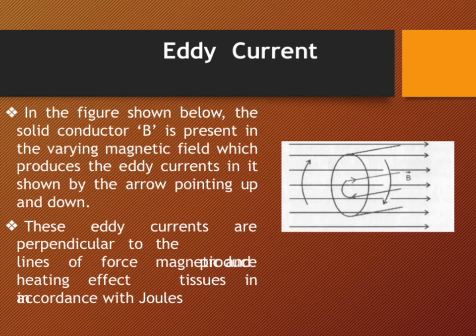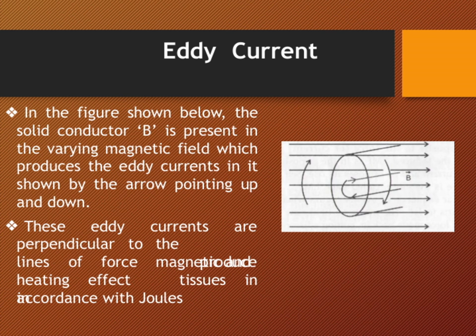Let's explore how eddy currents are generated according to Joule's law. When a changing magnetic field interacts with tissues or conductors, it induces these circulating currents. These currents are produced in lines of force and cause heating effects within the material. In the figure shown below, we have a solid conductor labeled B that is placed within a varying magnetic field. This variation in the magnetic field induces eddy currents in the conductor, which are indicated by the arrows pointing both up and down. The key point here is that eddy currents flow perpendicular to the lines of magnetic flux.